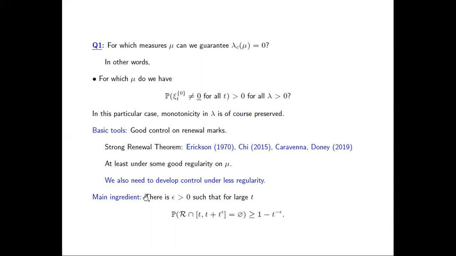And the main ingredient for that is to have some lower bound on the tail of the residuals. That means a lower bound on the probability of having a big gap, an empty space without any cure marks, because you are interested in showing that it survives. This kind of estimate can be proven under more relaxed conditions than the usual domain of attraction of stable distributions.